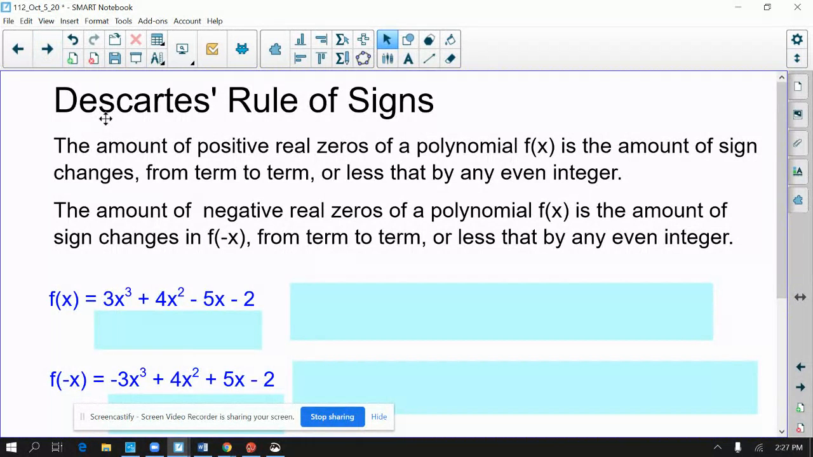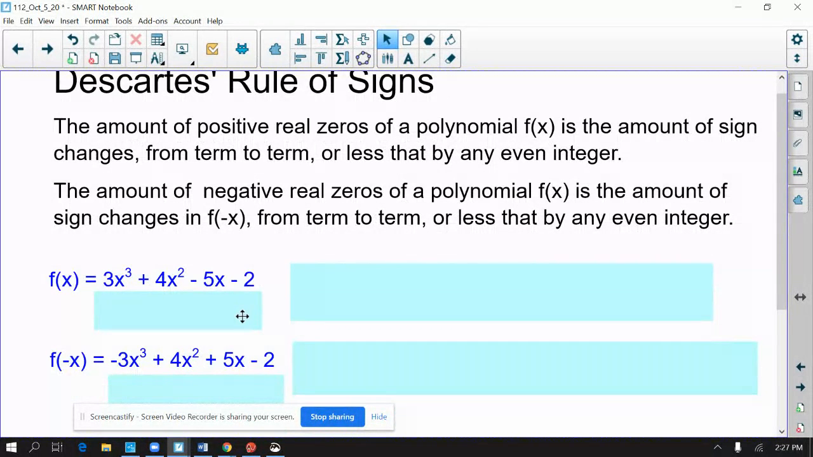So Descartes discovered a way to narrow down how many positive real zeros there are and how many negative real zeros there are. You look at the polynomial in standard form and you count how many sign changes there were. How many times did you go from positive to negative or from negative to positive? The number of sign changes tells you how many possible real zeros there are, or that number less by an even number. Let me show you what I mean.